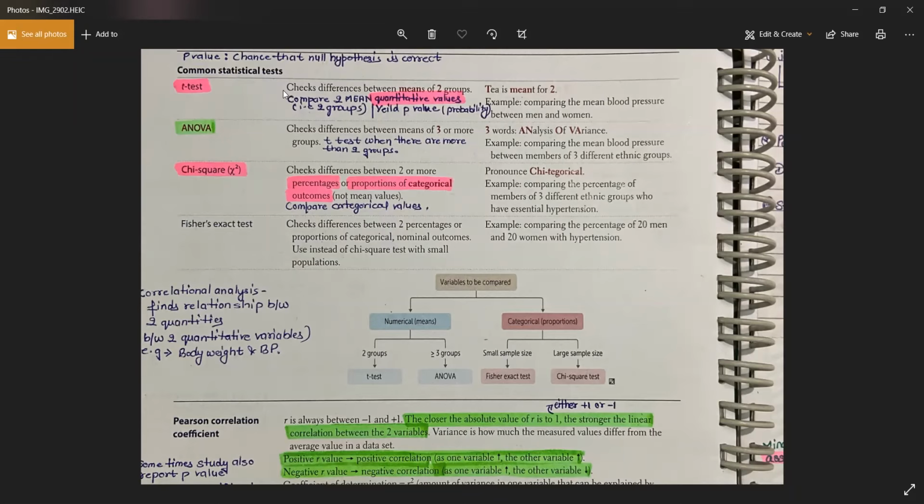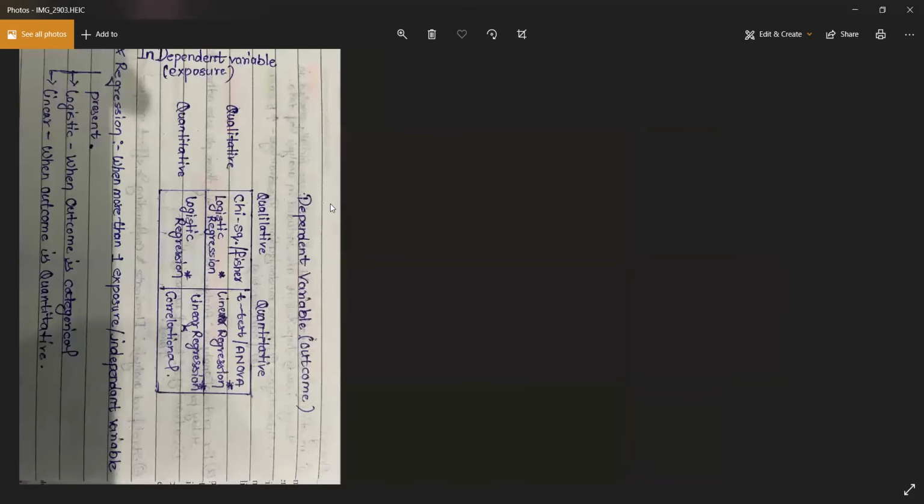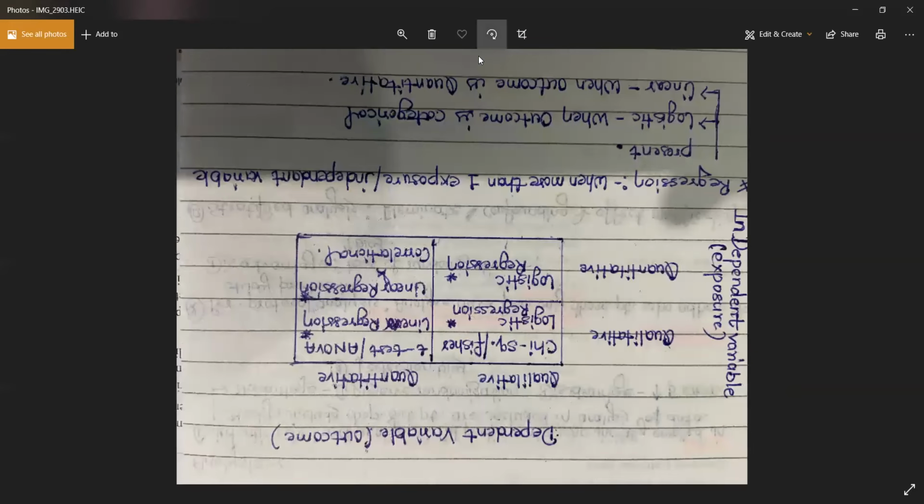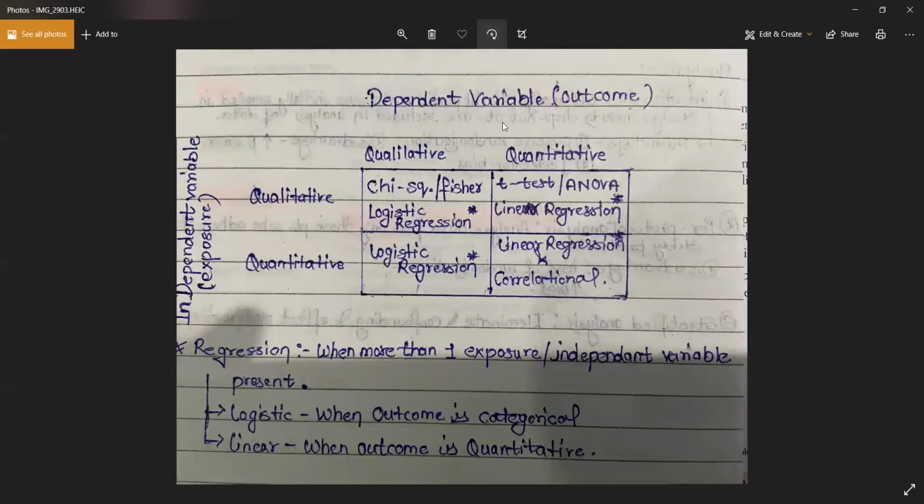Whenever I perform a study in which the dependent variable is a qualitative or categorical value, and the independent variable again has this qualitative value, then I can use either the chi-square or the Fisher or the logistic regression. I will come into that later. Just note a table for now.